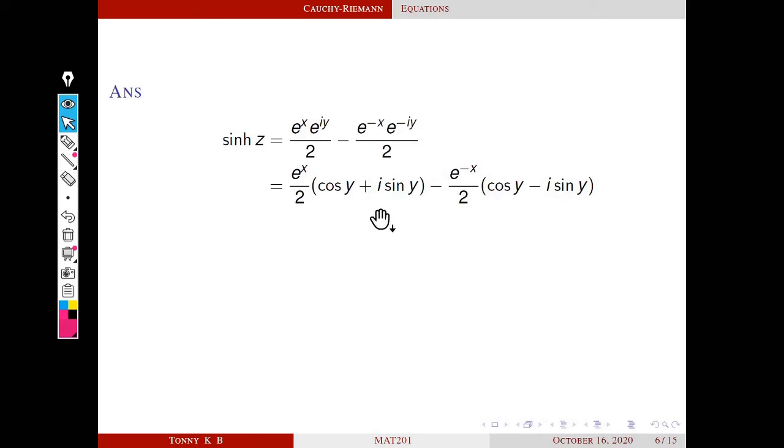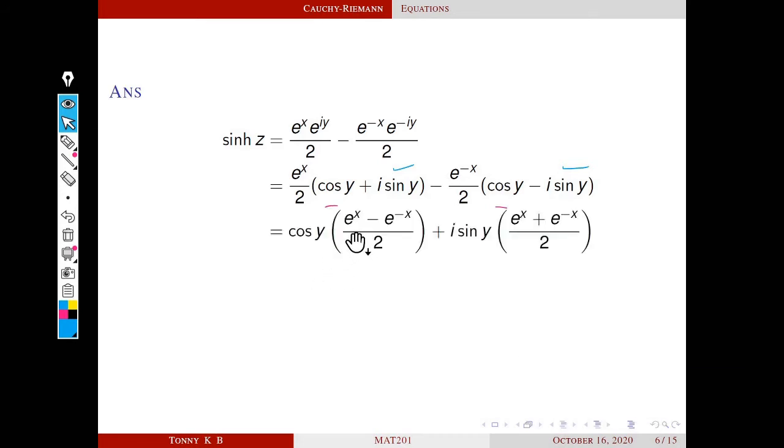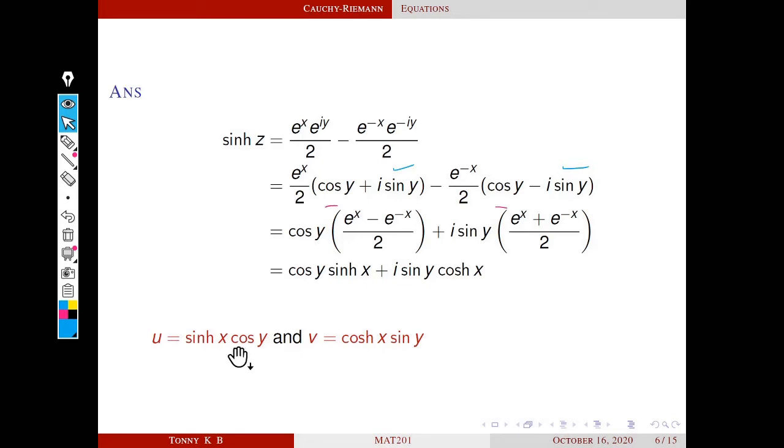Okay. Next we compare the real and imaginary parts. These two are real terms and these two are imaginary terms. So comparing real, cos y is common. So this becomes cos y into e raised to x minus e raised to minus x by 2. The imaginary part becomes plus i into sin y, since sin y is common, into e raised to x plus e raised to minus x by 2. And we know that this is our sinh x and this is our cosh x. So this becomes cos y into sinh x plus i sin y into cosh x. So the real part of sinh z is sinh x into cos y, and the imaginary part of sinh z is cosh x into sin y.